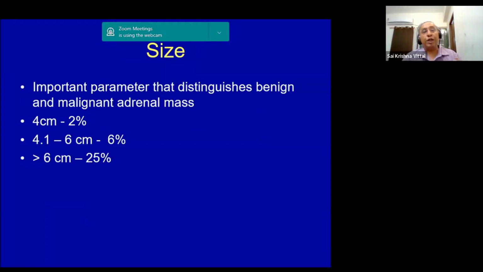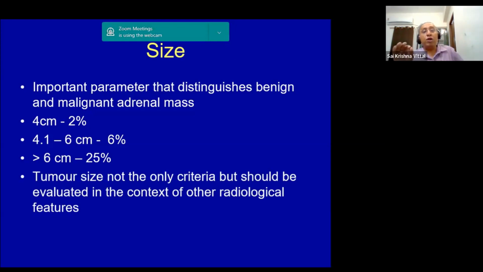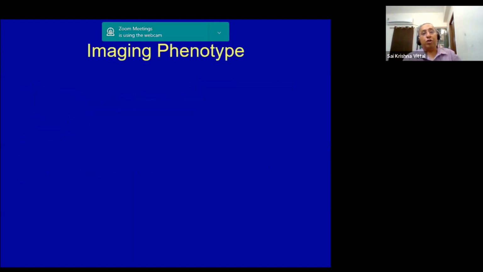If it is 4 centimeters or less, the risk of malignancy in an incidentaloma is around 2%. If it's more than 6 centimeters, the risk of malignancy is 25%. So the larger the adrenal mass, the greater the incidence of malignancy. Tumor size is not the only criterion, but should be evaluated in the context of other radiological features.